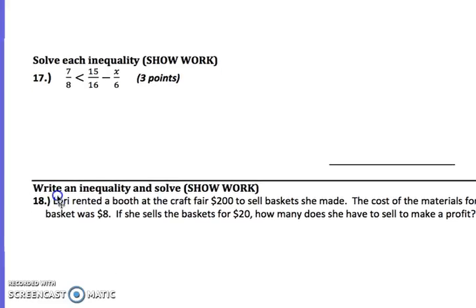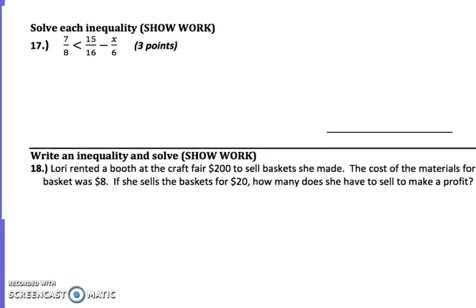Number 17, all of these fractions, I want to get rid of them. So I said, what's my least common multiple of 8, 16, and 6? My least common multiple equals 48. So multiply everything by 48. So I put times 48, times 48, and times 48. Remember, you divide by the denominator. 48 divided by 8 is 6.